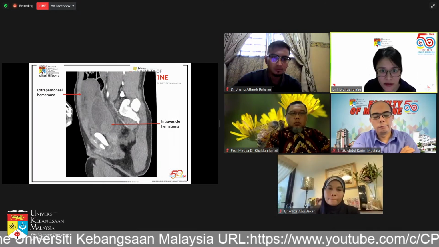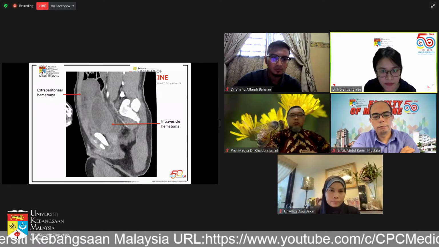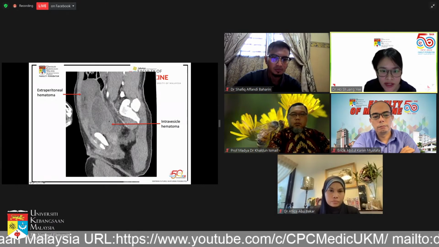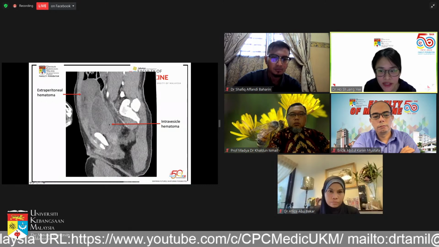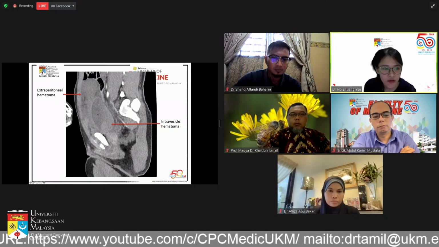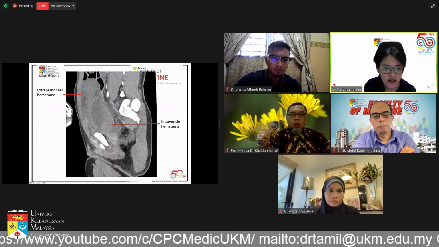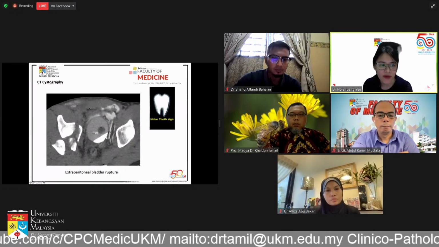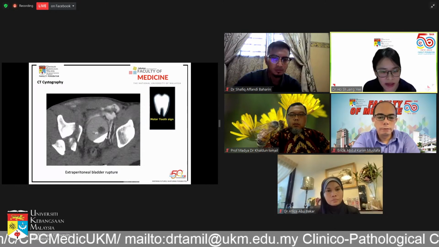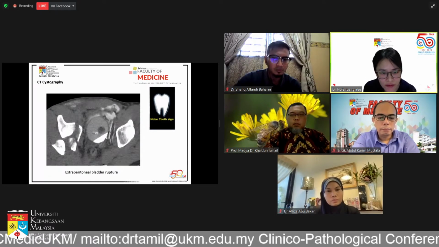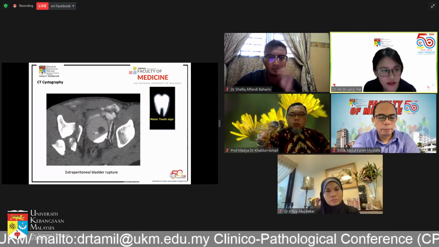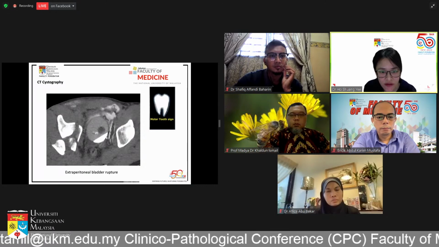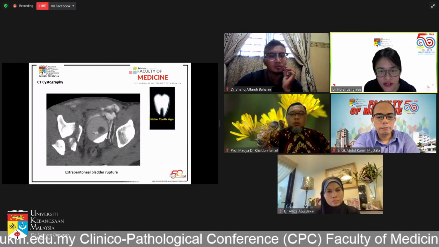And also this is a sagittal view at the level of the pelvis, showing the urinary bladder, where we can see a hyperdense material within, in keeping with a hematoma. There's also an extensive extraperitoneal hematoma seen here. So we did a complementary CT cystography, and from this study, we infuse the contrast through the urinary bladder, and we can demonstrate the extravasation of the contrast from the urinary bladder.